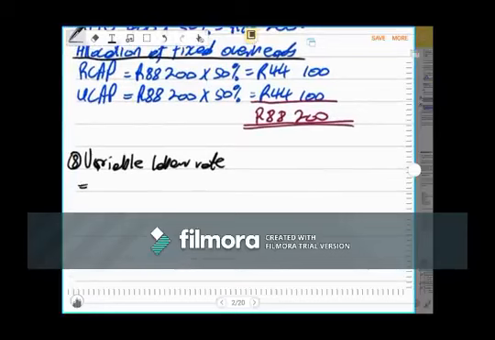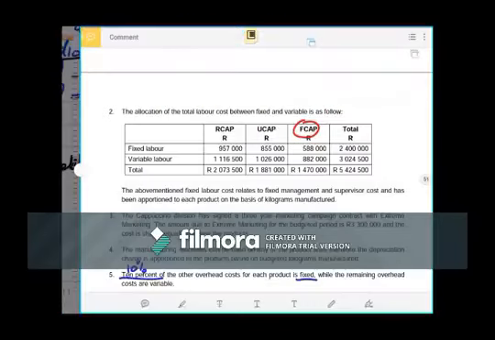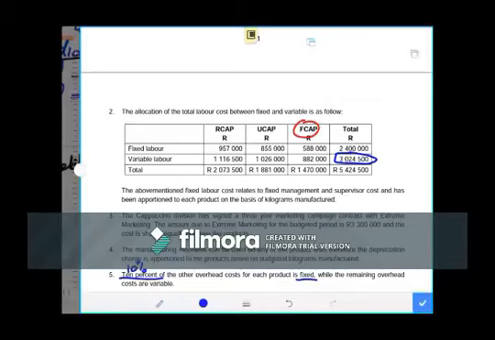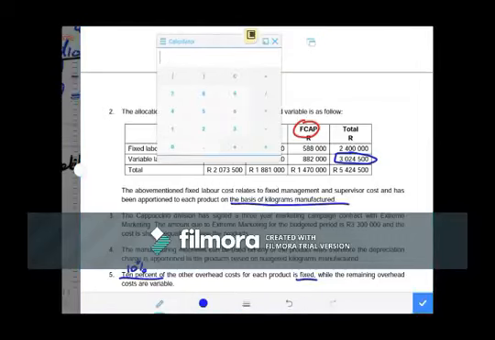Our variable labor rate, we can just calculate it for all the products, because variable cost per unit remain the same, or variable cost per unit are fixed. So now we can say our labor is 3,024,500, which is the variable one. This can also vary with the number of units that are manufactured, which is connected with the number of hours at the same time. So you can say 3,024,500, divide this by the total of 800,000 units that were manufactured, and this gives us 3 rand. Then we times this by 1.2, it gives us the total of labor as 4 rand 54 cents, which is per unit.